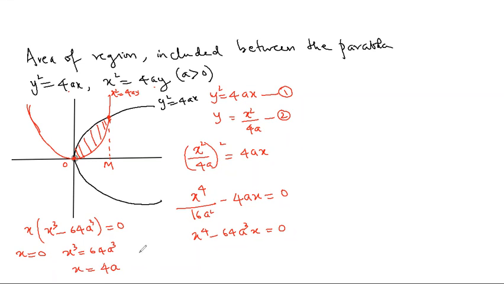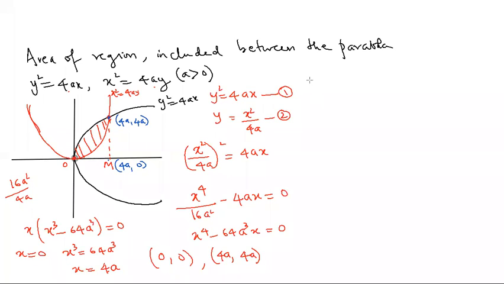So the points of intersection are 0, 0. And when I put x as 4a here, what will become? If I put x as 4a here, I'll get 16a square upon 4a. So that will give me again 4a. So this point is 4a, 4a. I don't have to calculate the y coordinate, just I'm calculating for your interest. This is 4a, 0. So I need to integrate 0 to 4a, the first parabola, upper parabola. I need to integrate 0 to 4a, the lower parabola, and take the difference.